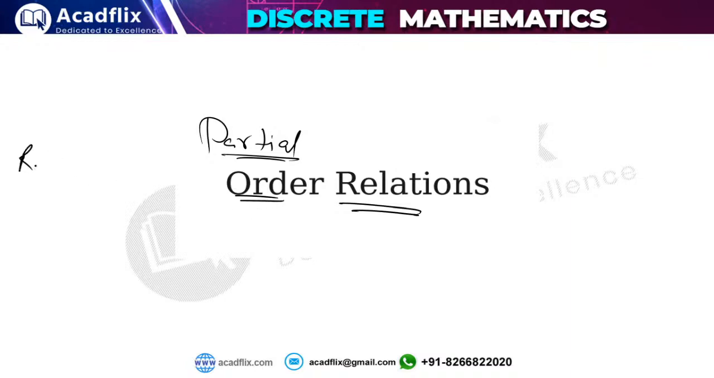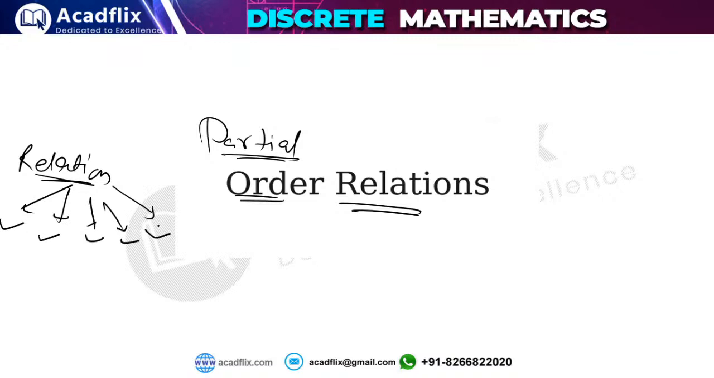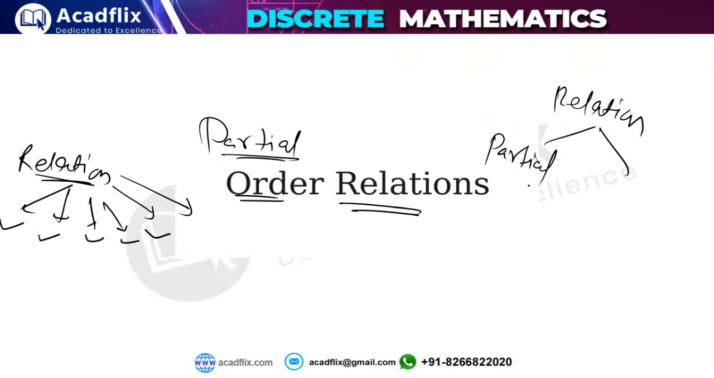I told you we were studying something called relations. In these relations we have seen many special types of relations: reflexive, symmetric, anti-symmetric, irreflexive, equivalence relation. Now we have 2 special types of relations remaining. One is partial order relation. Another that is remaining is function.